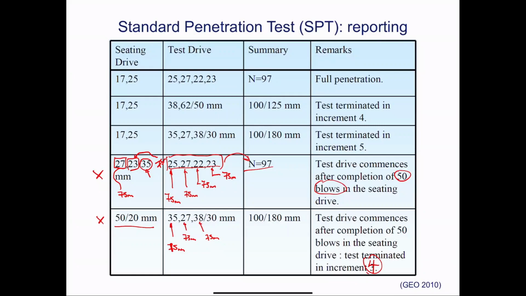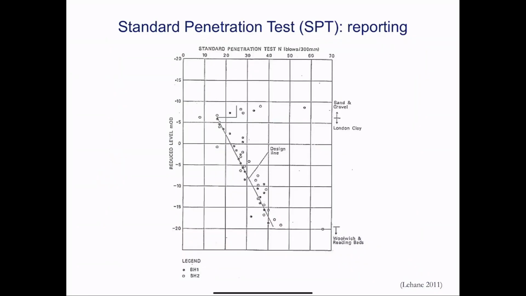Now, at this point, we've only talked about how to get these N values. What do we do with these N values? We talked about, yes, you have to correct it based on the device that you use, the donut hammer, rod length, borehole diameter. But how do we use the N value? How do you use it for your capstone project, right?